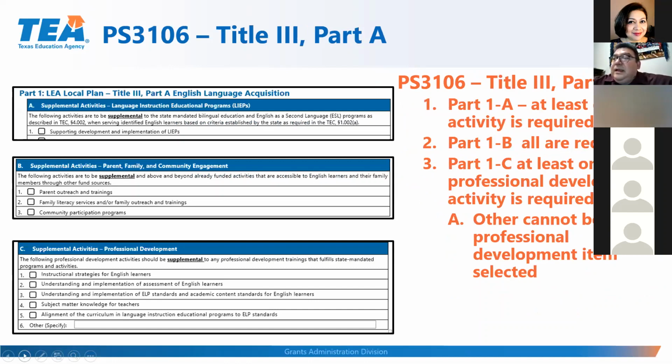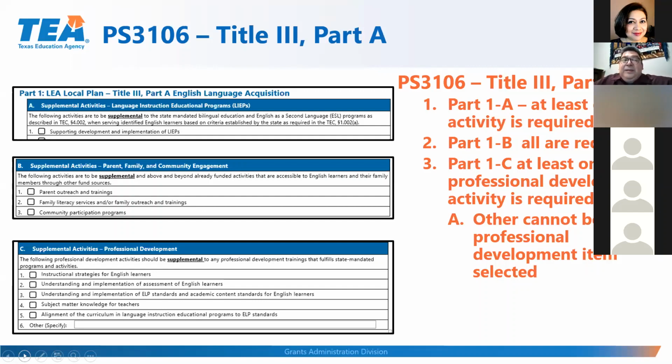Okay. And now we're on PS 3106, Title III, Part A, ELA. Part A, the supplemental activities. These are just at least one item must be selected. On Part 1B, your supplemental activities for parent, family, and community engagement.